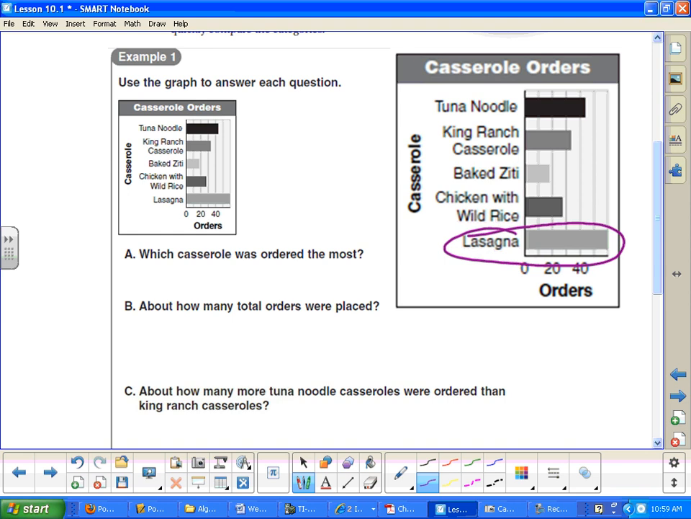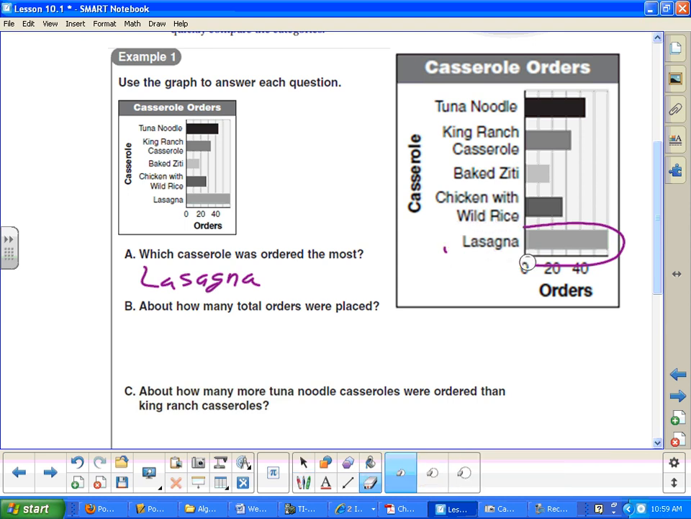About how many orders were placed? About how many? Can you read it well enough to be able to tell that? About how many total orders were placed? So sometimes you have to estimate. It's not obvious how many there are, but you have to do some estimating. And that's why it says about how many. So let's take each one and take a look at it.